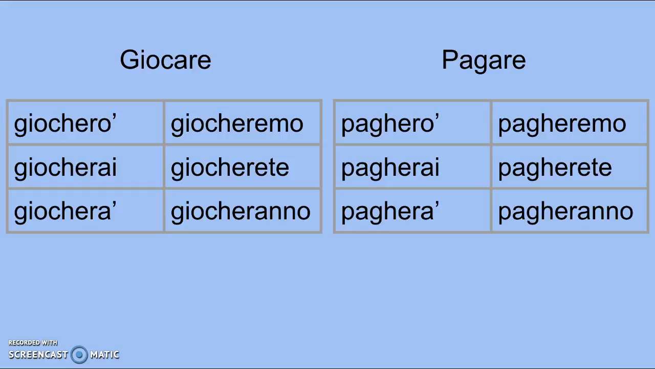For carregare words, for giocare is giocherò, you add the H, giocherai, giocherà, giocheremo, giocherete, and giocheranno. For pagare, pagherò, pagherai, pagherà, pagheremo, pagherete, pagheranno. And there you also add the H in each of these.